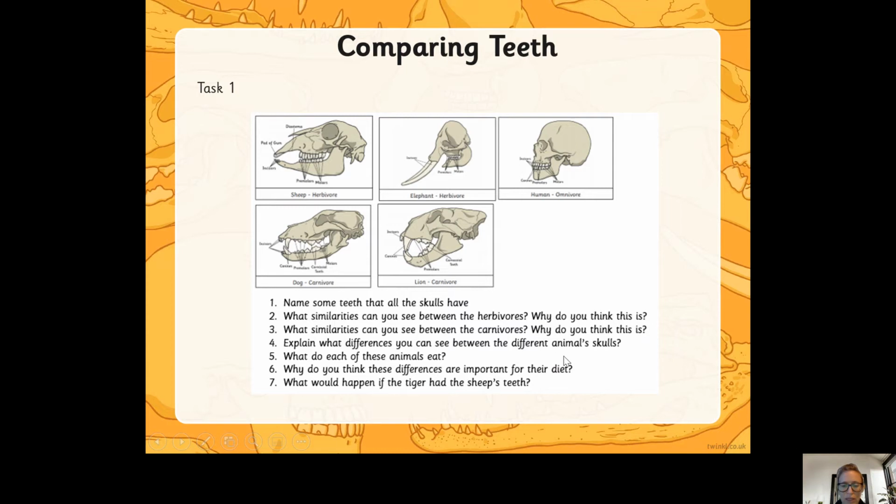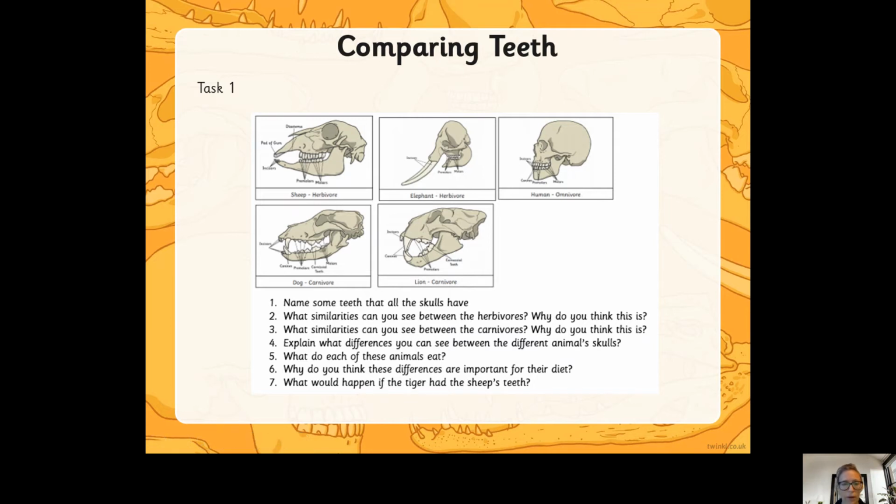Explain what differences you can see between the different animal skulls. So what do we notice between all of them? What do each of these animals eat? So does that impact how their teeth are? Number 6, why do you think these differences are important for their diet? And finally, number 7, what would happen if the tiger, oh, I don't know if I've written tiger, that should be lion. The lion had the sheep's teeth. I'll change that on your sheets before I send them out. What would happen if the lion here had the sheep's teeth? So how would that impact the lion's life, its diet, everything like that?